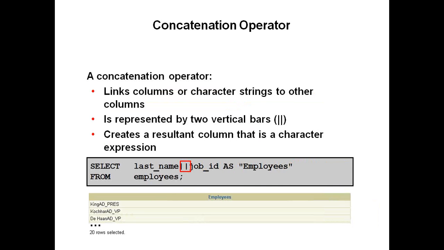Now let us concentrate on the concatenation operator. The name concatenation tells you that it is going to club or combine the content. A concatenation operator links columns or character strings to other columns and is represented by two vertical bars, and the resultant column will be an expression. Let me show you that.